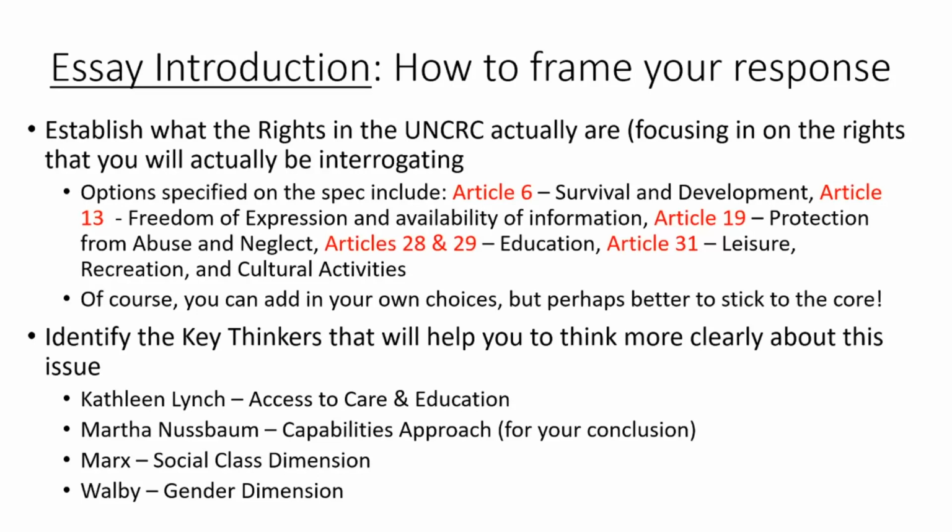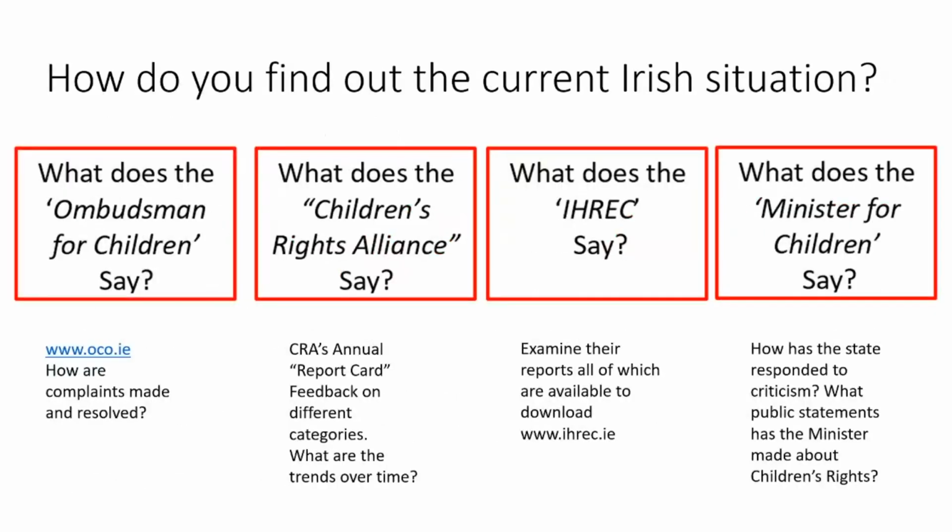So if you're going to talk about access to care and education, Kathleen Lynch is the obvious choice. In your conclusion at the end, we'll come back to Martha Nussbaum and her capabilities approach. But if you're bringing in social class or gender, Marx or Walby might be suitable thinkers to add in at some point. Now we're going to get into the core element of the essay, the bulk of your main response paragraphs.